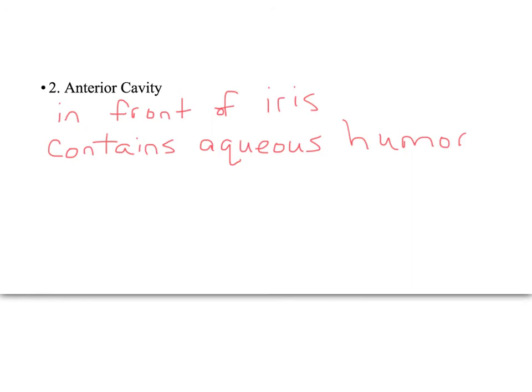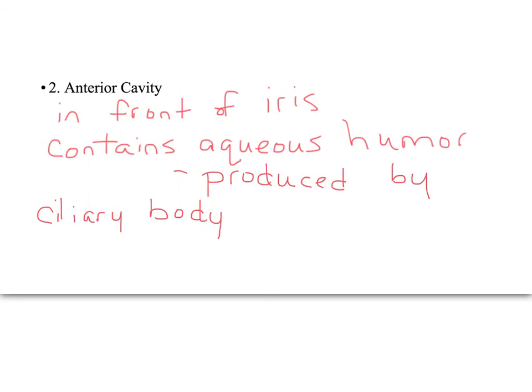Now the anterior cavity, as I said in the image, it's located in front of the iris, and it contains aqueous humor. So when you're doing the sheep eye dissection, if it kind of squirted a little bit or had some very liquid fluid that seeped out when you cut into it, that was the aqueous humor. Now, that aqueous humor is actually produced by the ciliary body. Okay, and so that ciliary body is located on the back of the iris.